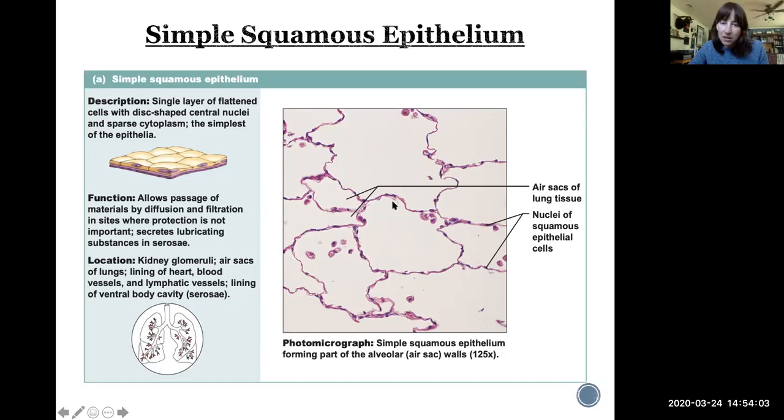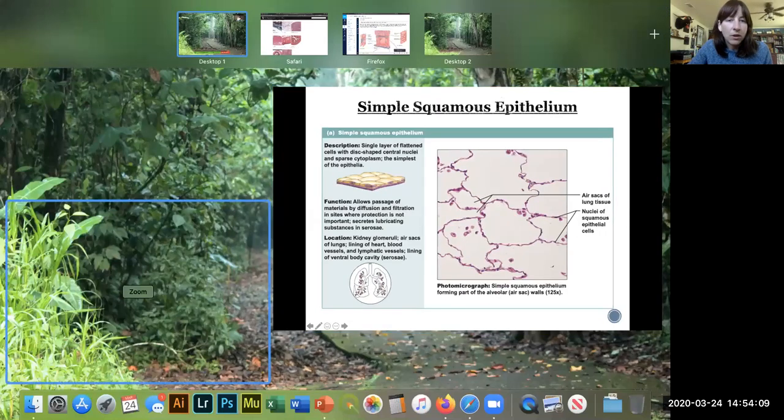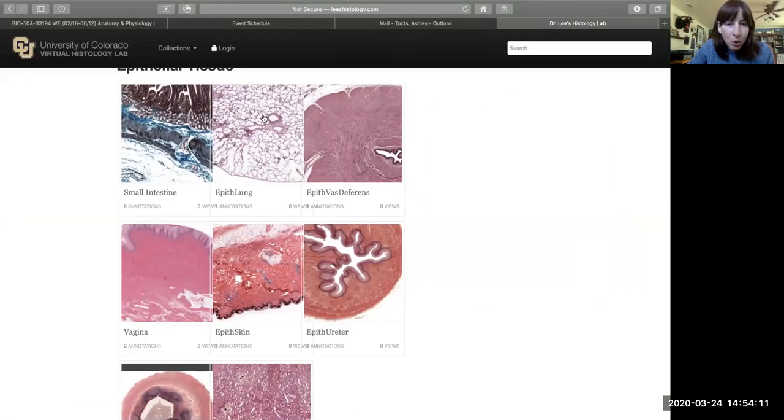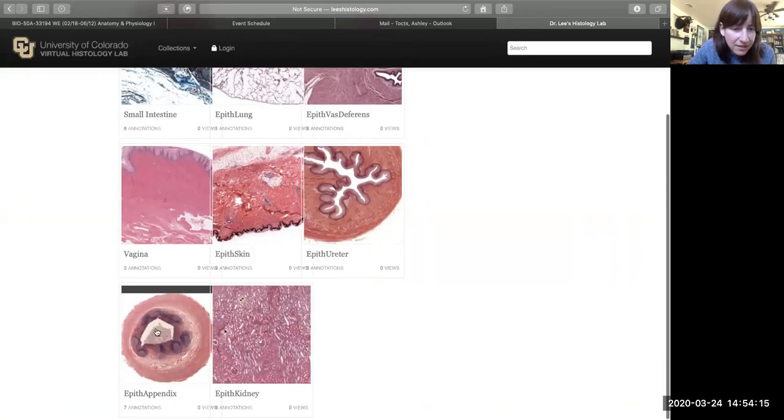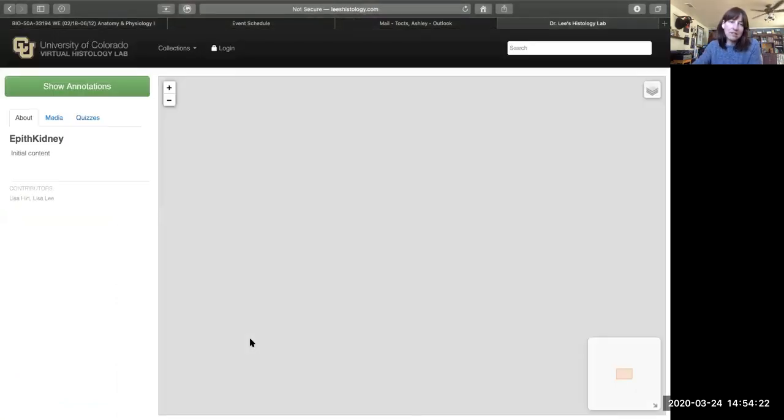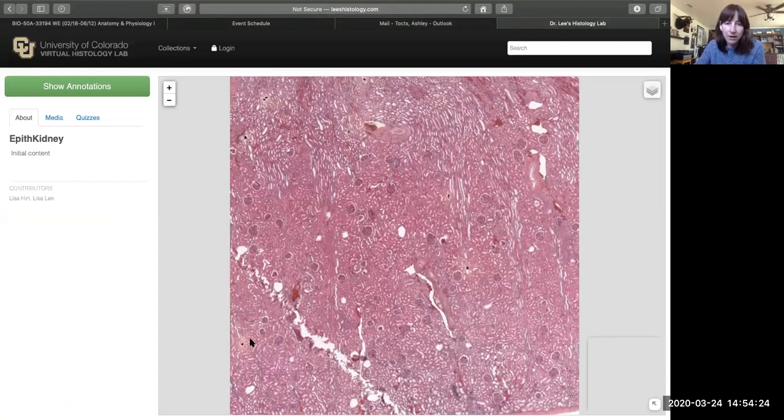So this is lung tissue. We're looking at simple squamous epithelium. I'm just gonna skip over here back to Dr. Lee. We've got some lung tissue here that we could look at. We've got, do we have any kidney? Move my stuff around. Oh, hello, there it is. Let's take a look at this, see if we can see a glomerulus over here.